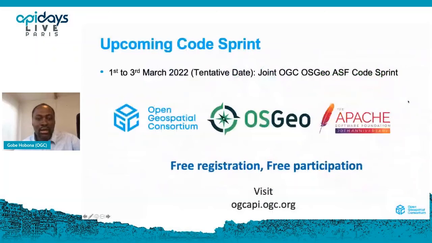We also run code sprints, as I mentioned. Our next code sprint will be March 1st to the 3rd. It will be a joint code sprint between OGC, the Open Source Geospatial Foundation, and the Apache Software Foundation. So it will be a joint OGC, OSGeo, and ASF code sprint. It will actually be the second joint code sprint we've held with our partners. Registration will be free, participation will be free. We're currently looking at March 1st to the 3rd, but that's a tentative date. And we are aiming to announce the actual date by the end of next week.